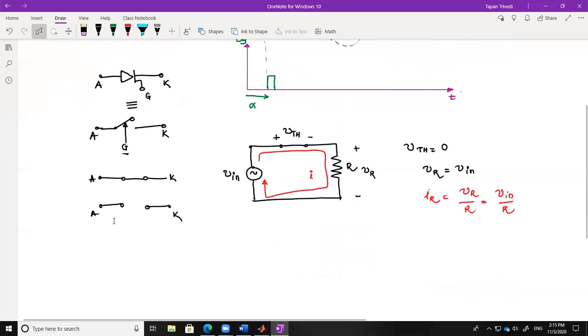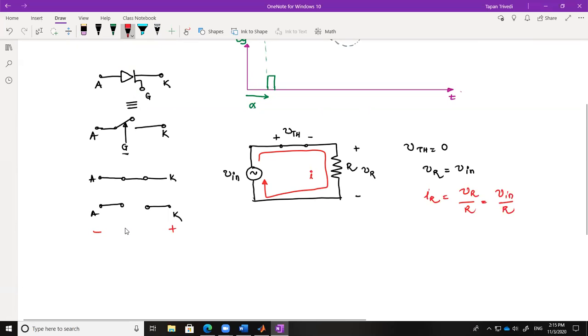Current becomes 0, and you apply some voltage in reverse direction. So what will happen to this device if you apply reverse voltage? That means plus here, minus here. Simply it acts as an open circuit.